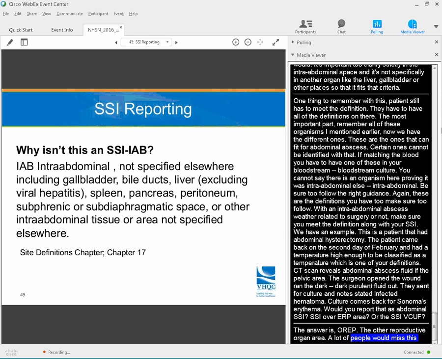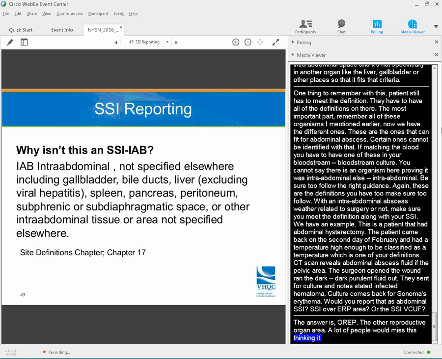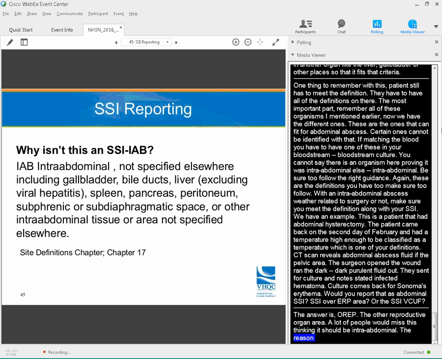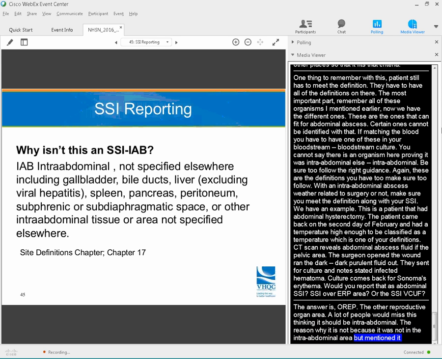Yeah, you can advance it. Sorry. So the reason why it's not is because it wasn't in the intra-abdominal area that it mentioned, but it specifically said it was in the deep pelvic area. So you've got to make sure when you enter it, you know which area it truly fits the criteria for.